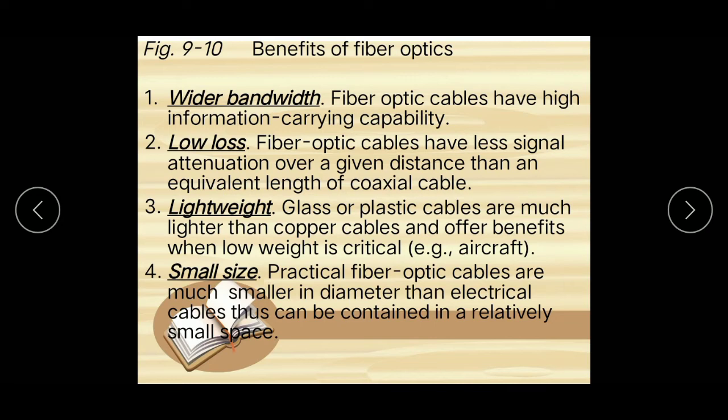Number 2 is the low loss. Fiber optic cables have less signal attenuation over a given distance than an equivalent length of a coaxial cable. So, yung fiber optic ay may mas kaunting signal attenuation sa isang particular na distansya kaysa sa katumbas na haba ng isang coaxial cable.